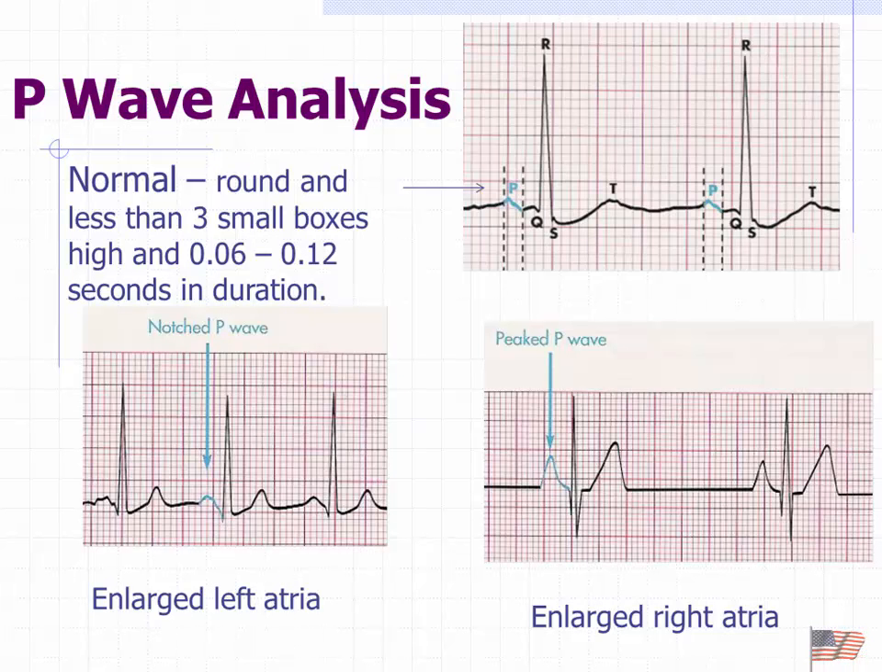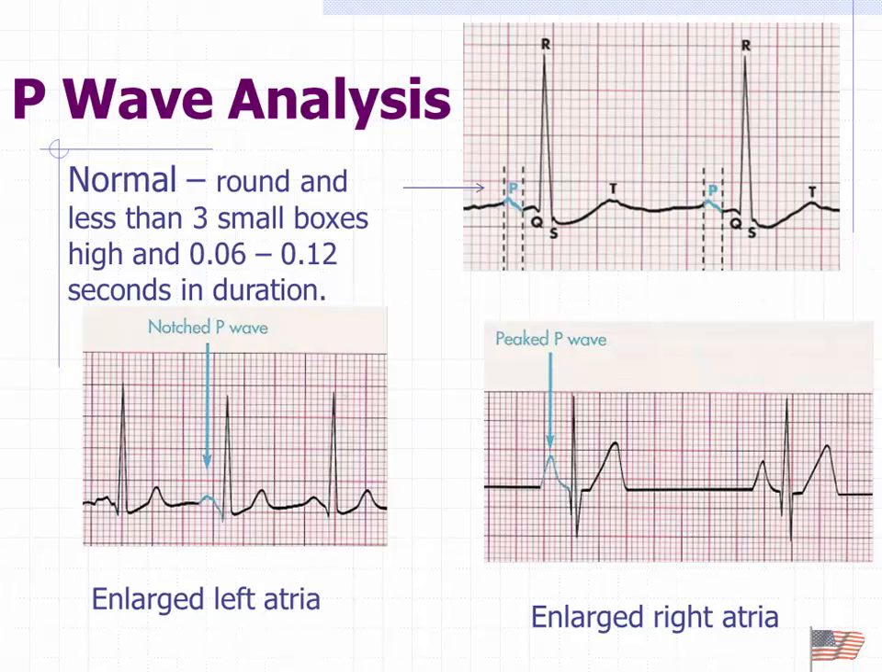We can look at the P and say, is there something we can tell from it? First of all, we want to look to make sure that they're all looking the same. All P waves look the same. Do they? Not always. Sometimes they look funky. Here's an example where one is notched. It's got a little skip in it. See how it's not a normal round? That means something.